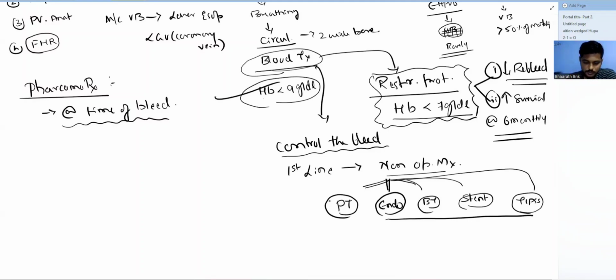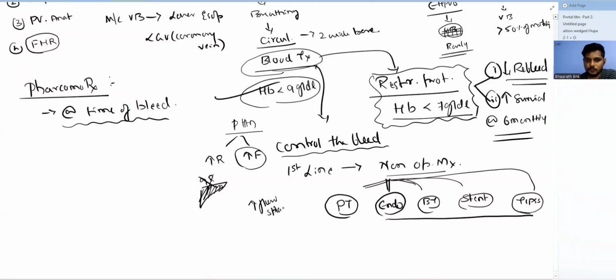As I told you yesterday, it all breaks down to two factors of portal hypertension pathophysiology. One is increased resistance, another is increased flow. The increased resistance is at the liver. Cirrhosis has already developed, fibrosis has developed, the resistance is there. You cannot do anything about the resistance. But the second factor is increased flow in the splanchnic circulation. In the portal circulation, the flow is increased.